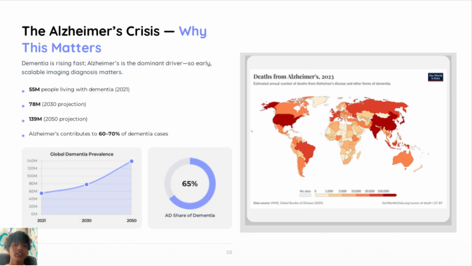This matters because early diagnosis can give patients and families more time to plan treatment, lifestyle changes, clinical trial participation, and early care. But early Alzheimer's is not always obvious. Symptoms may be mild, and the structural changes in the brain can be hard to detect manually. This is where imaging and AI can help. Structural MRI gives us a non-invasive view of the brain. The question is, can we build a model that reads these scans with enough sensitivity to detect Alzheimer's-related patterns early?